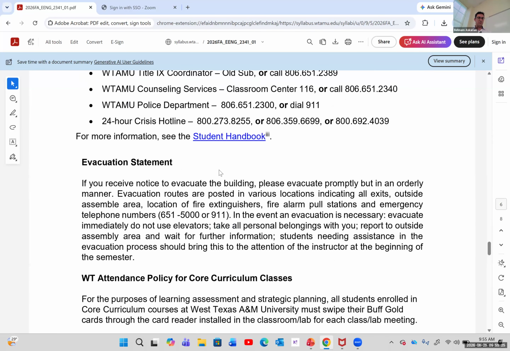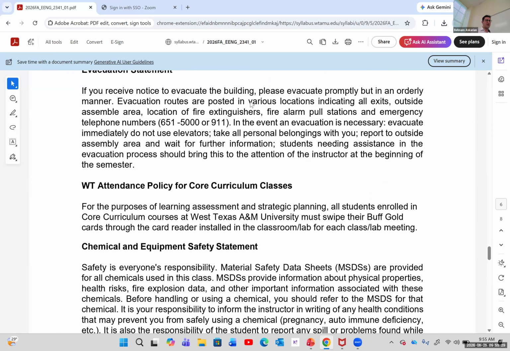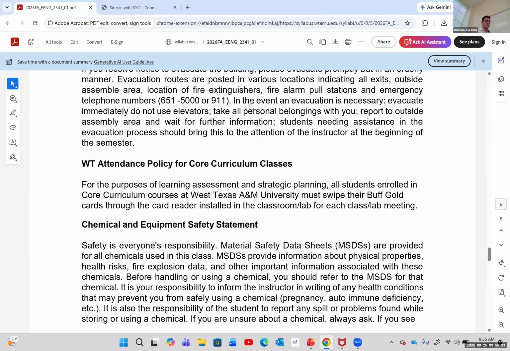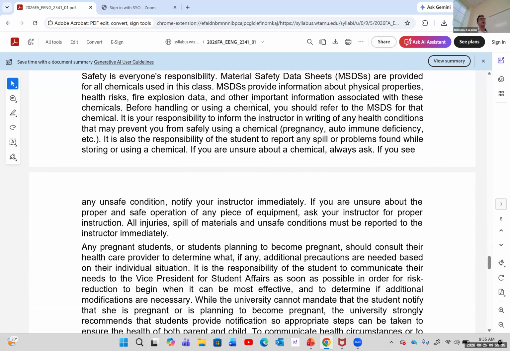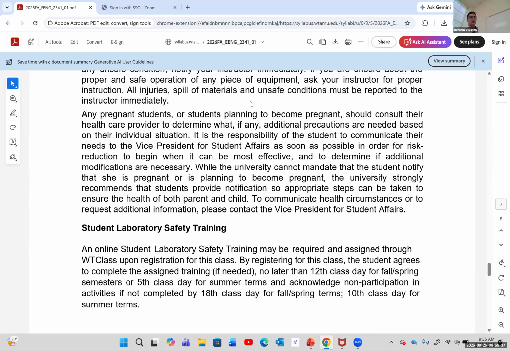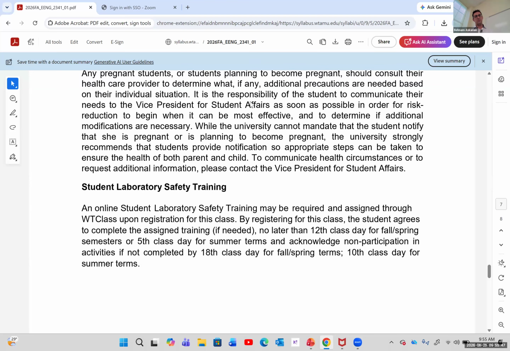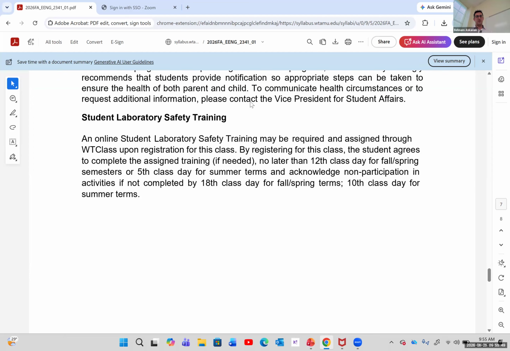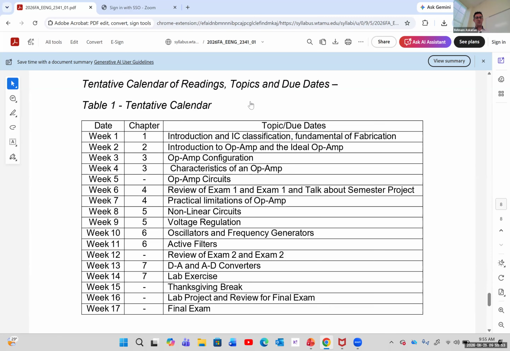Please go and read the risks, the safety and chemical information, because, as mentioned, the in-person students have hands-on experience in the lab. For the online students, the lab is going to be a combination of simulation and building some circuits at home. But for in-person students, you need to read the lab safety, and if you have not done that, please go ahead and do the safety training.